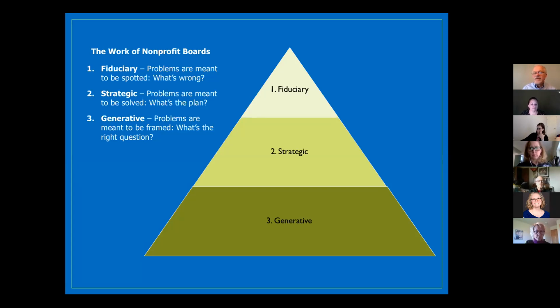But this idea that boards don't spend enough time doing this. What they generally like to do is go into the first two modes of what's wrong, they identify it, then they come up with the plan. And they never take that third step. It's the old ready, fire, aim mode. And generative really would be the aim. So it's ready, aim, and then we're ready to act.